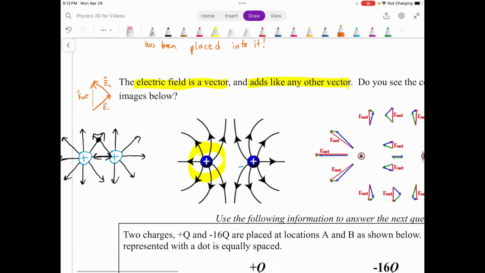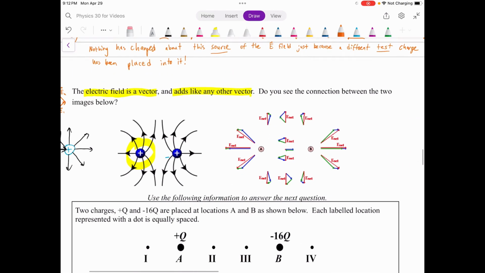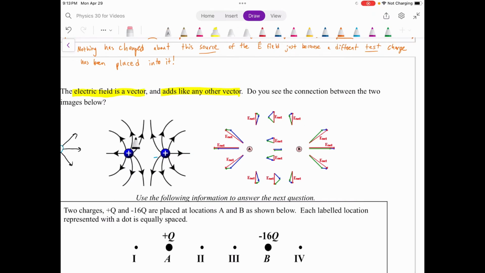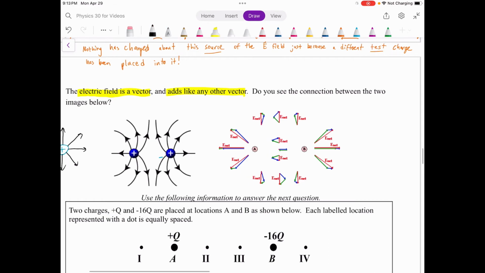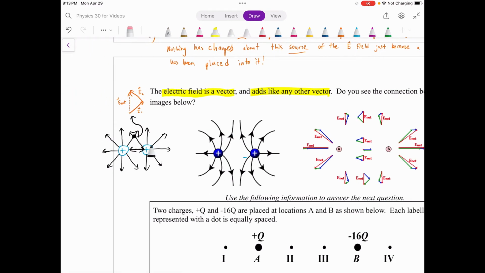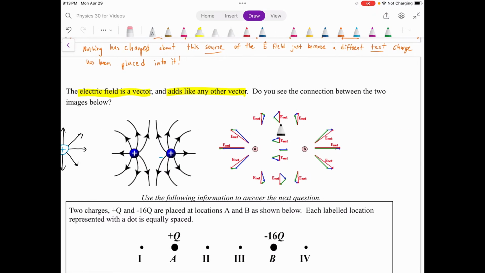So it asks us if we can see the connection between these two images. That is essentially what this one is showing us. It's saying this image here is just the result of doing a little vector addition of the electric field from this one and this one at every location. So just take a look and notice the direction of the electric field between the two charges, like the one we just did. Up here above between the two charges, right around here, look at the little vector addition diagram they've drawn. They've got an arrow that's up and to the left and an arrow that's up and to the right.